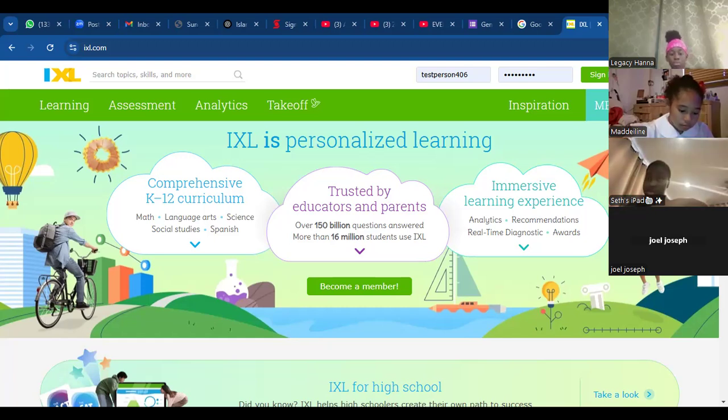Seth, which quiz are you on? The second one. What's your smart score? 90. 90, okay. Madeline, take a picture of your work and send it to me.